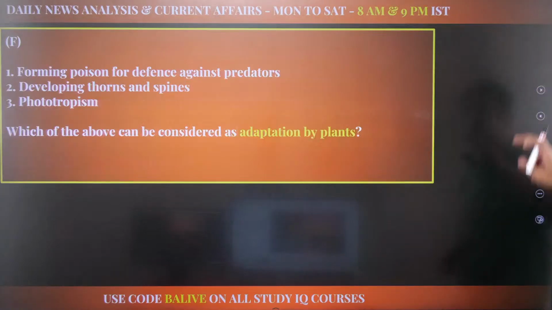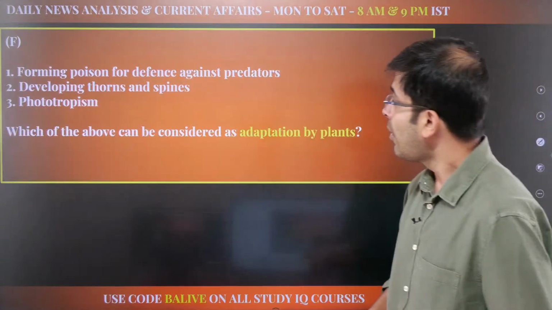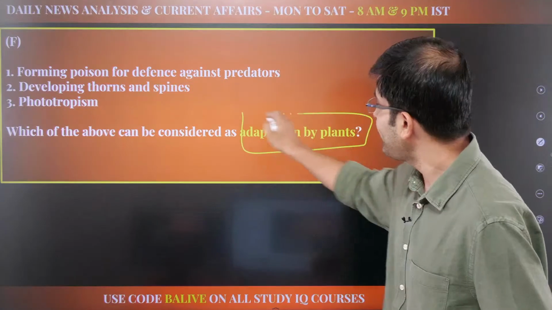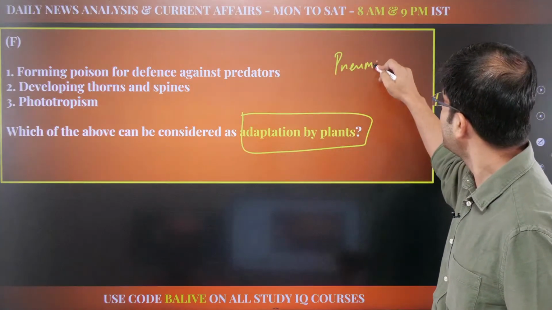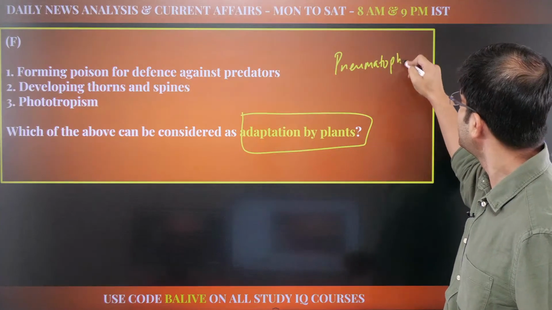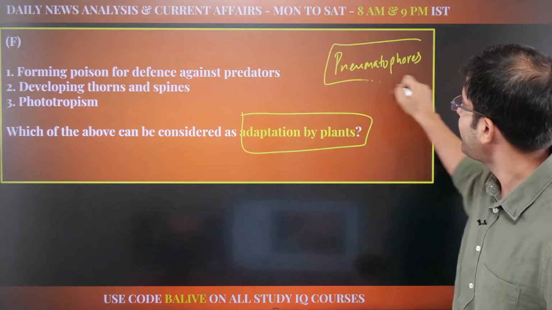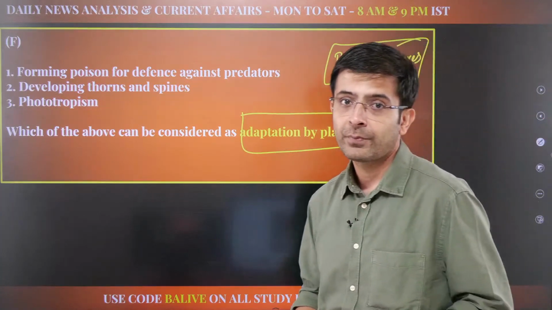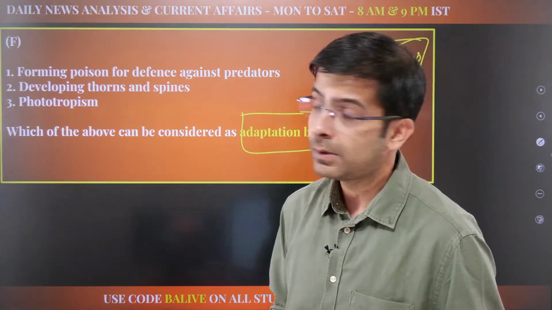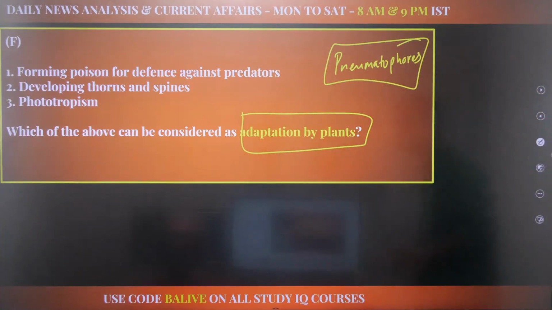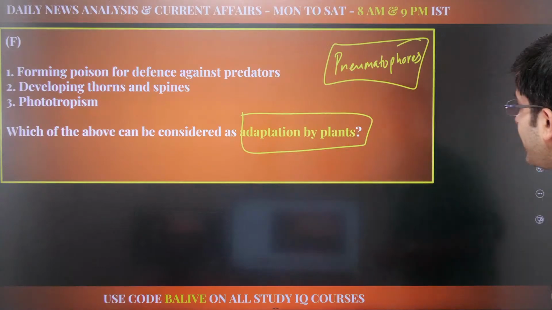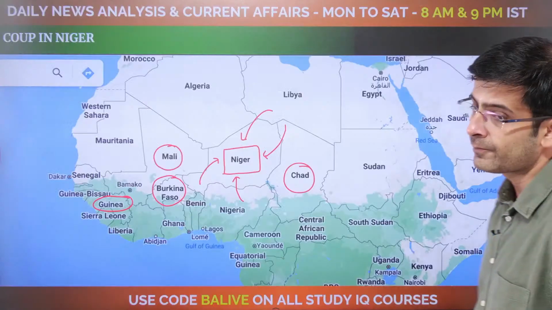You will leave all these answers in the comment box. Also, adaptation by plants, because of the pneumatophores that we discussed today, the noses of mangroves, again a type of plant adaptation. So what are the other forms of adaptation? Forming poison for defense against predators, developing thorns and spines, phototropism. Which of the above can be considered adaptation by plants? ठीक है? That will be your question.